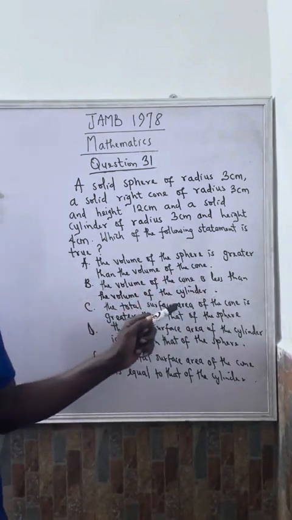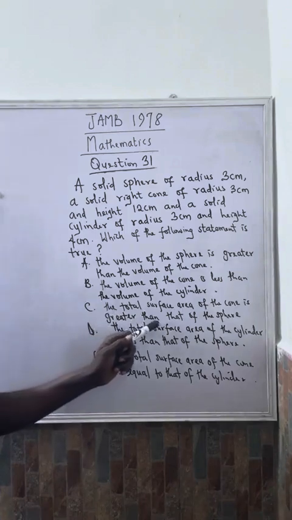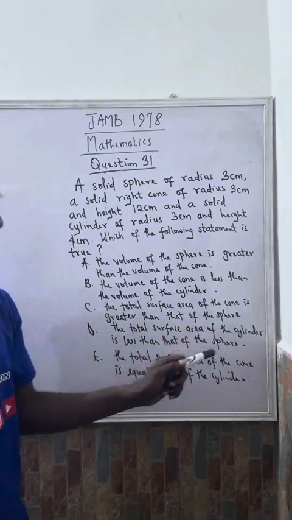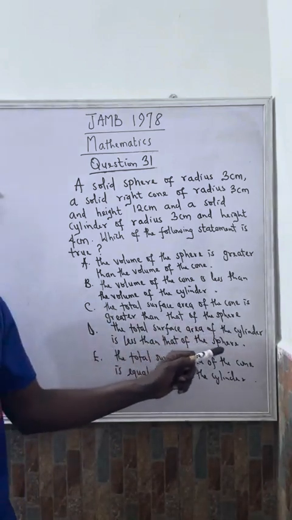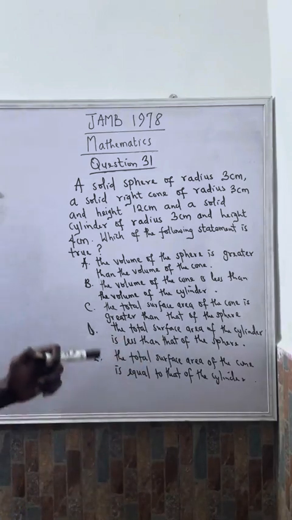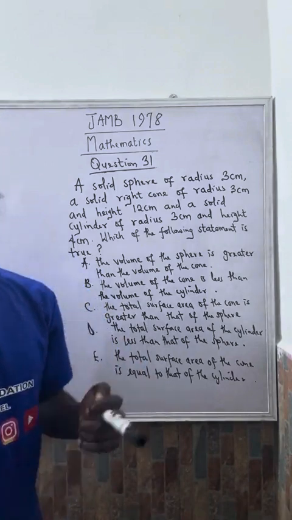C. The total surface area of the cone is greater than that of the sphere. D. The total surface area of the cylinder is less than that of the sphere.